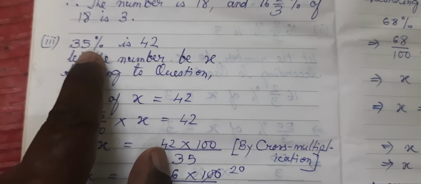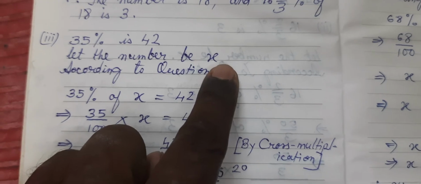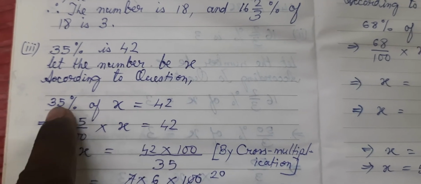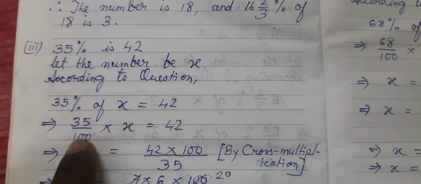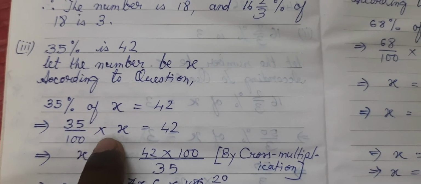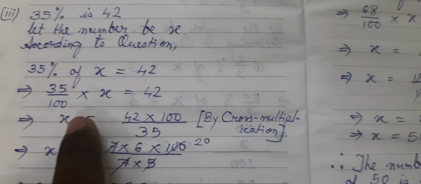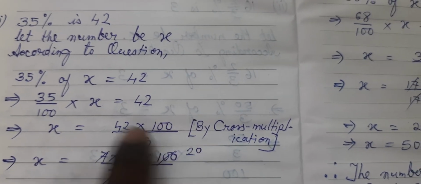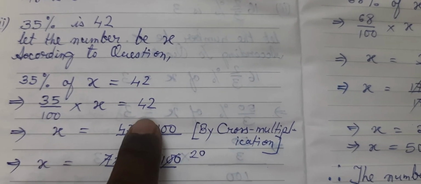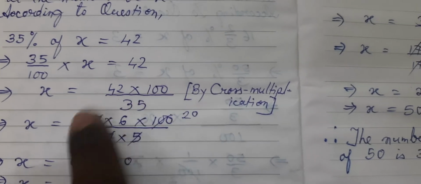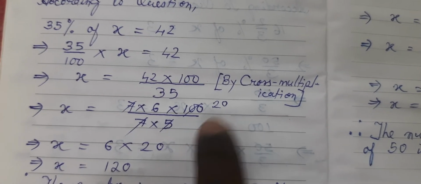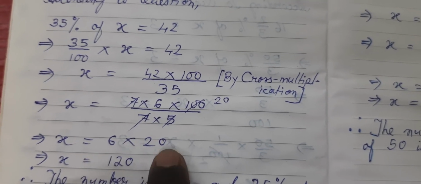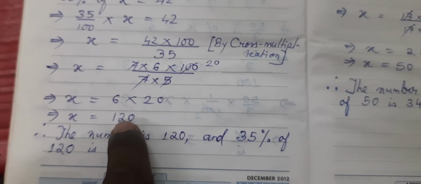The next question, 35% of a number is 42. So let the number be x. So 35% of that number x is 42. So remove the percentage sign by dividing by 100. So 35 by 100 of, which means multiply, x equals 42. Now doing cross multiplication, 100 from the denominator on the left side goes into the numerator of the other side. 35 goes from the numerator on the left side to the denominator on the other side. Okay, so this is the calculation done. You can pause the video and see the calculations, cancellations. So x value is obtained as 6 into 20, that is 120. So that unknown number is 120.